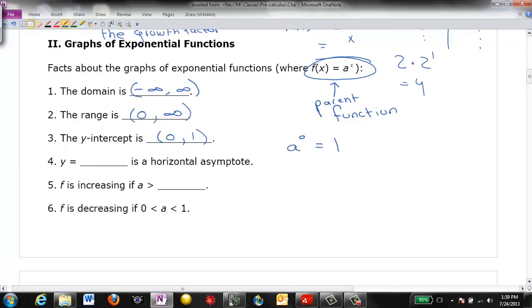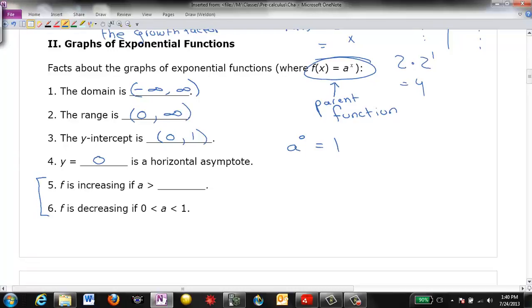As it turns out, exponential functions have a horizontal asymptote, and that horizontal asymptote is the x-axis, or the line y equals 0, as long as it's in that form. The only thing that's going to change the location of that horizontal asymptote is a vertical shift of the function. If I add a number to the end of the function, it'll shift that horizontal asymptote up or down, depending on what the number is. These last 2 items, 5 and 6, are very important. We're going to talk about these in detail.